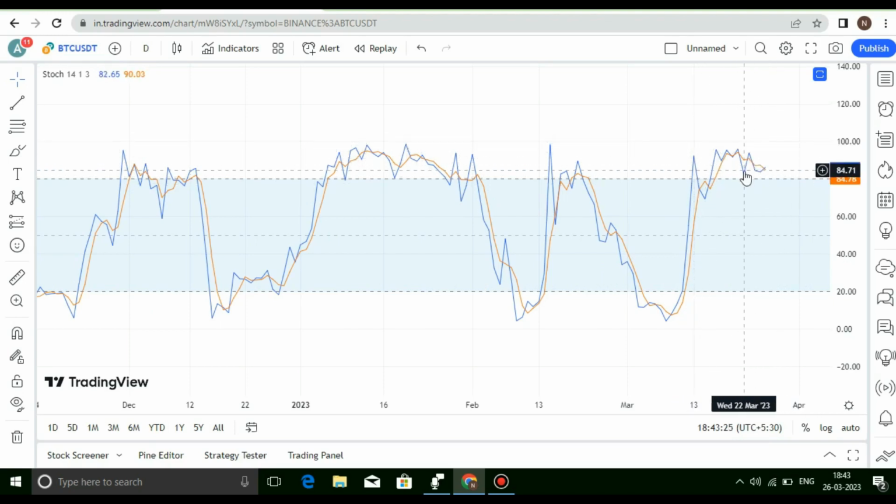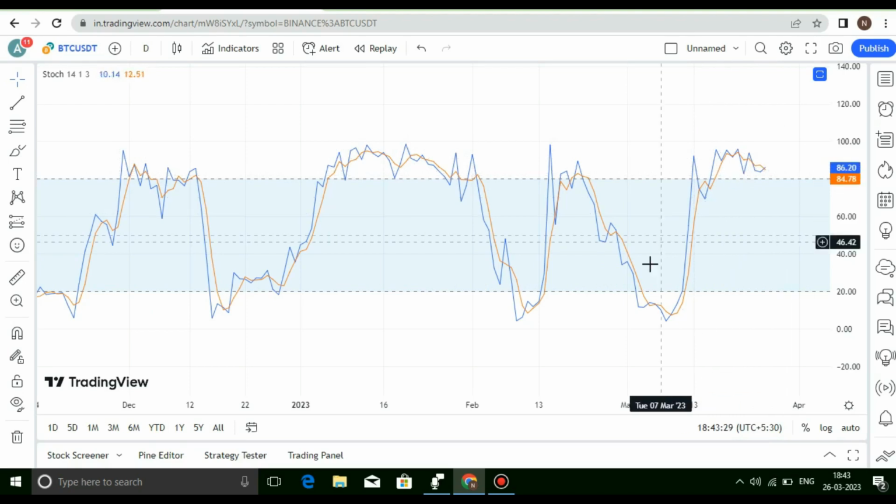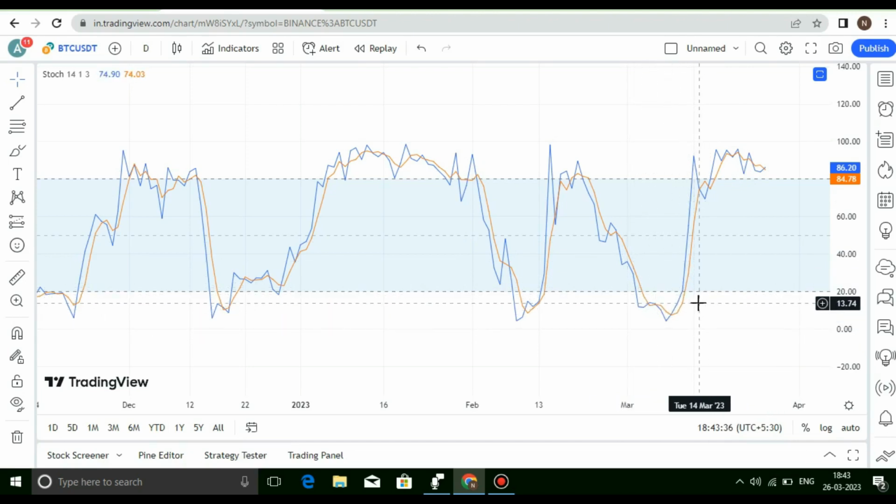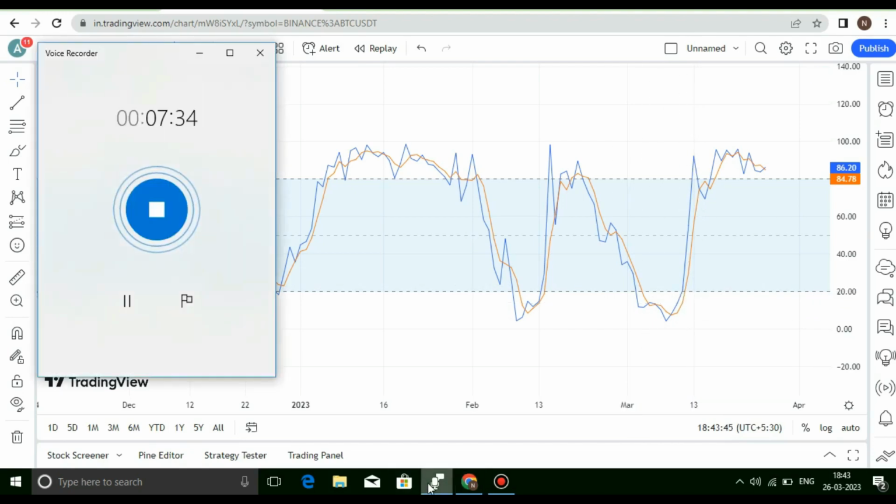And whenever the stochastic oscillator is below 20, you can say that the market is oversold at that time. So after being oversold, the market can go up, and after being overbought, the market can go down. So that's it, guys. That's what we have to learn from the stochastic oscillator, and let's check some examples.